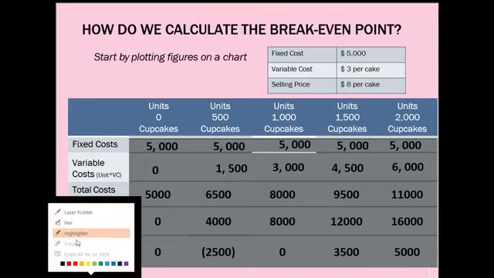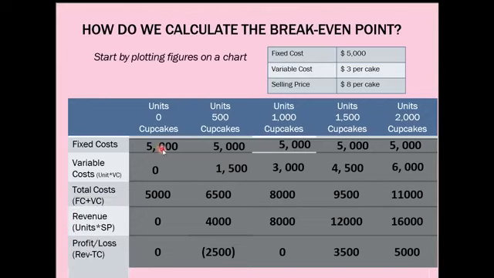Our fixed cost is $5,000. When we didn't produce any cake, we incur 5,000. When we produce 500 cakes, we incur 5,000. When we produce 1,000 cakes, it's still 5,000. When we produce 2,000 cakes, it's still 5,000. Why? It is a fixed cost, and it is fixed.